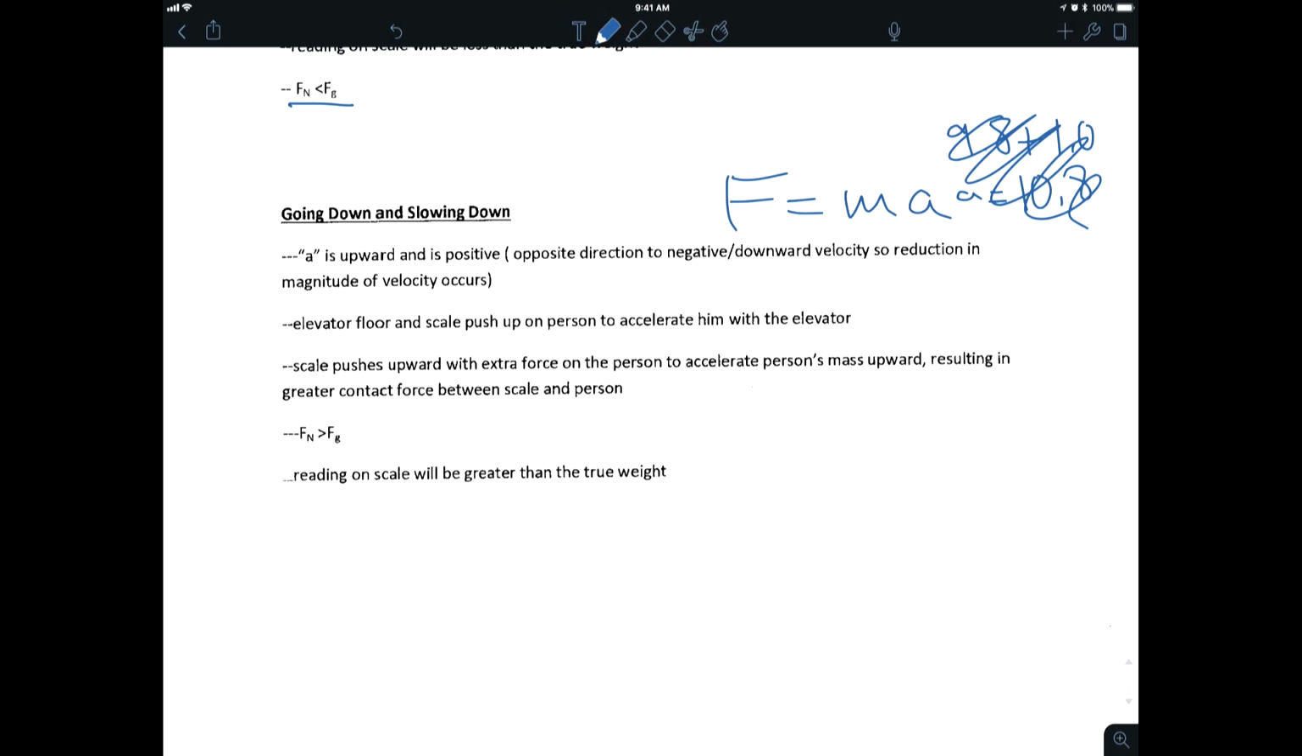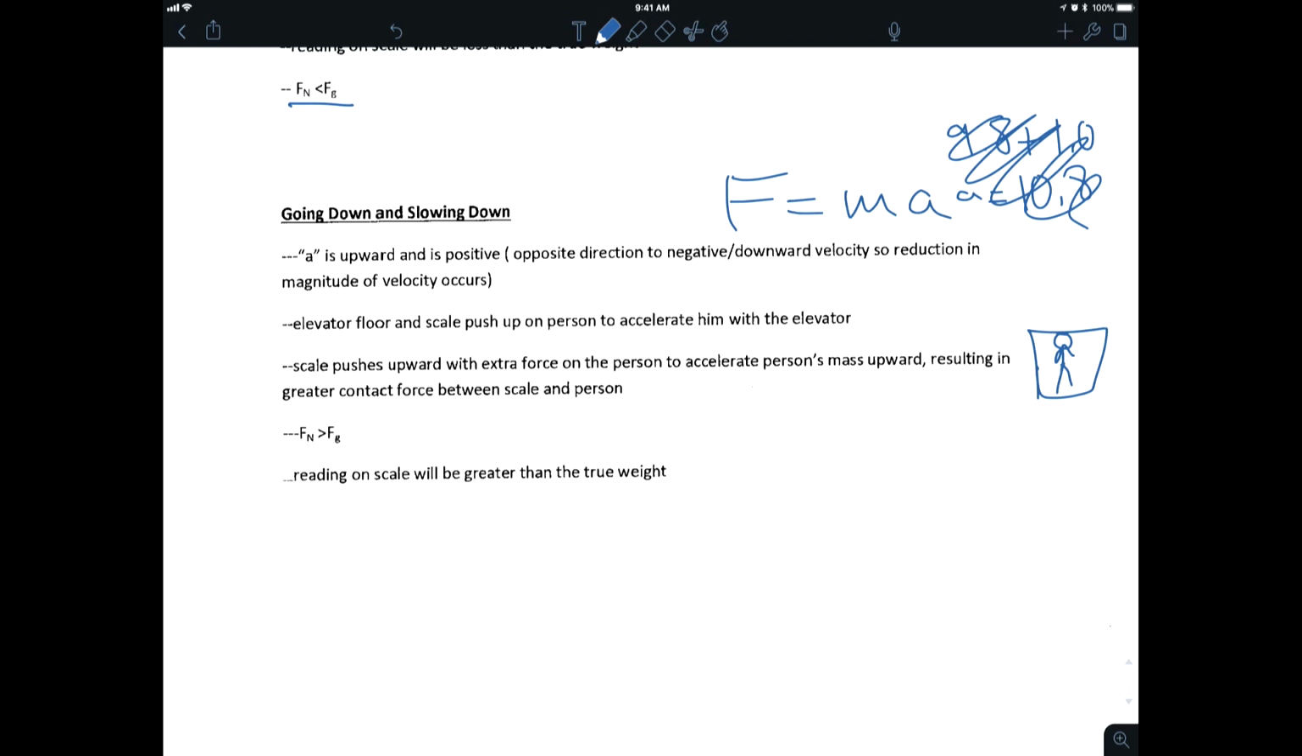The elevator floor and the scale push up on the person to accelerate them with the elevator. So again, as the elevator pushes up on the person, the person is pushing back down with as much force, and you're experiencing an acceleration. The scale pushes up with extra force on the person to accelerate the person's mass upward, resulting in greater contact force between the scale and the person. So your apparent weight is going to be greater than your true weight.